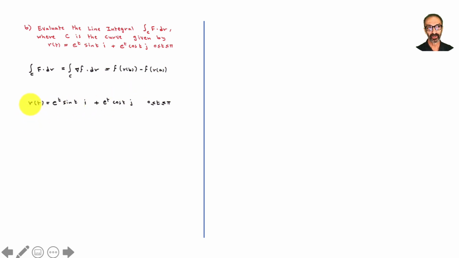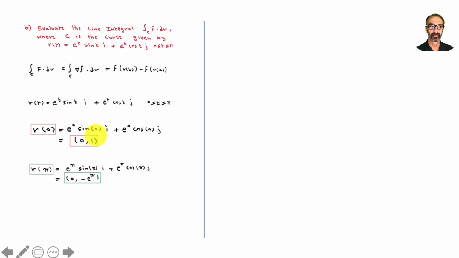Here we go. We have r of t given to me. And when you have a 0, plug it in here, I get this, which is 0, 1. So that's my start point. When you have pi, plug it in here, take your time, and that's my end point.